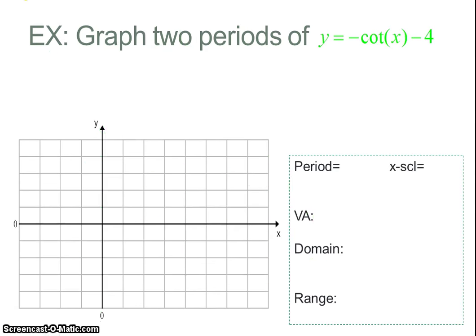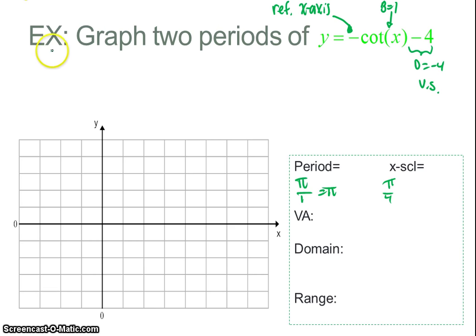Let's go ahead and try the second example. So for the second example, we are going to graph a negative cotangent function. So this negative tells me that there's going to be a reflection on the x-axis. This -4 tells me that D is -4, and that's our vertical shift down 4. B is 1, so there's no change in the period. So the period is pi over 1, or pi. My x-axis scaling is period over 4, or pi over 4.